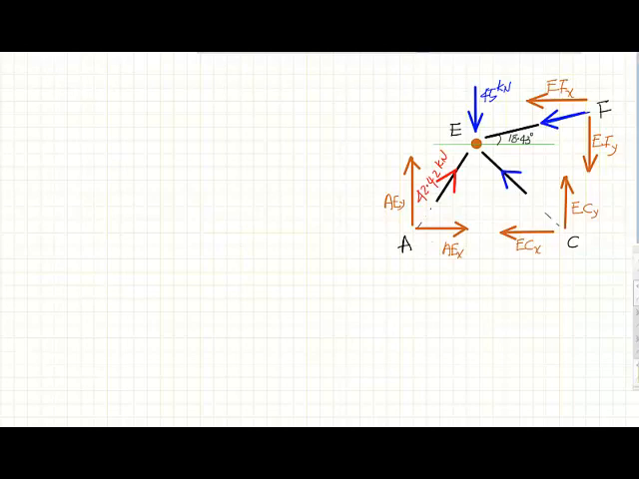So step number two, of course it is maybe useful to mark the angles also on these lines to be able to relate when we use sine and cosine. This is 45 degrees given in the example, and this is also 45 degrees, and of course this is 18.43. So again, back to the two equations of equilibrium that we have: the sum of all forces in X direction equal to 0, and sum of all forces in Y direction equal to 0. Equation number one, equation number two.